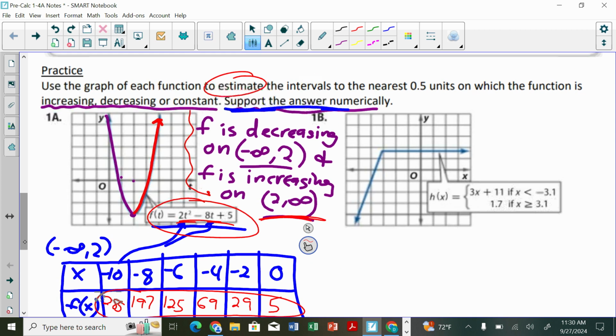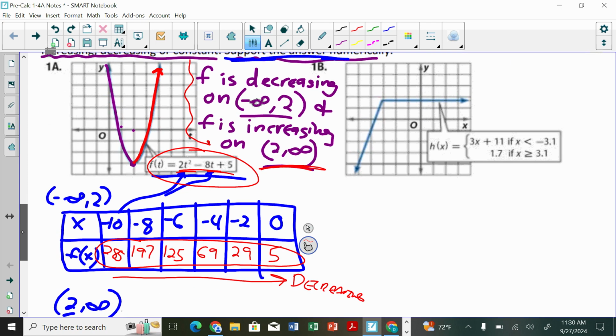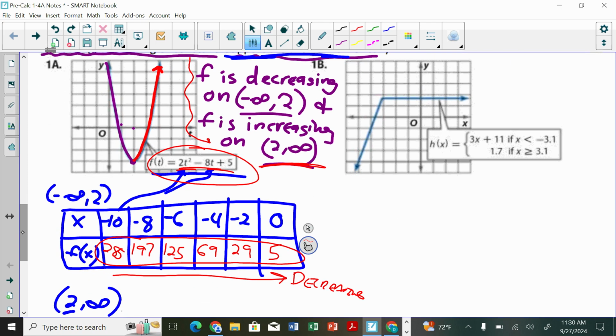So let's work again on 1b. It's a little bit different because of the constant, and then we'll kind of save time by letting you guys work on the table, or maybe we'll do it in class together. But let's just look at this function together for right now.